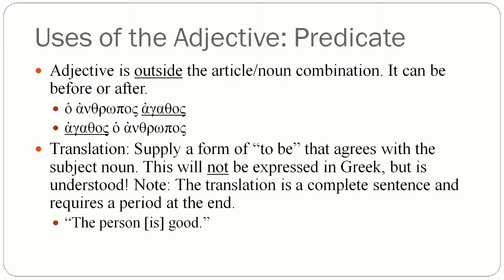This phrase could just as easily be the person was good. If the context demands that, you can translate this as a past tense, the person was good. You can translate it as a future tense, the person will be good. Or you can translate it as any of the other tenses that we'll be learning over the course of this year. But the simplest one I have here is present tense, the person is good.